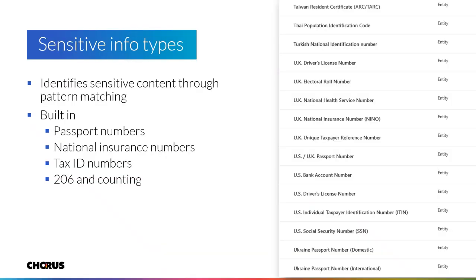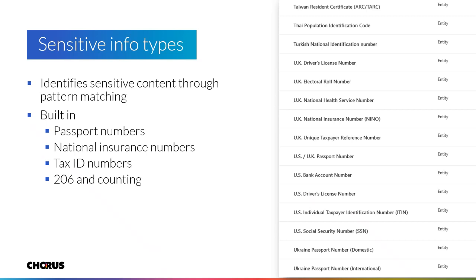So the idea of sensitive information types: we're identifying sensitive content based on pattern matching. And Microsoft provides currently 206 of these sensitive information types for well-known types of information. So this is things like passport numbers, national ID numbers, tax numbers, bank account numbers, information that follows a predictable format and pattern. It's expanding very rapidly.